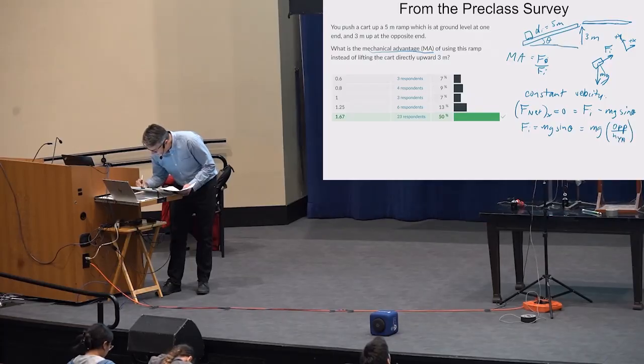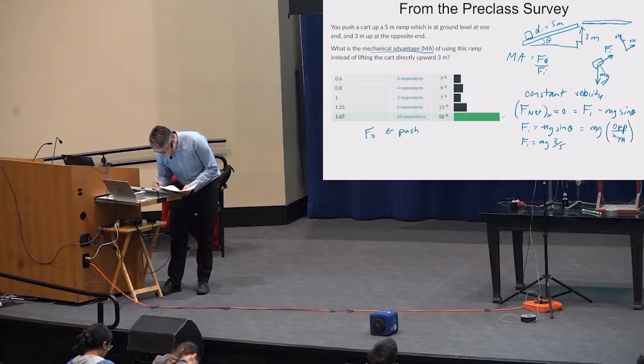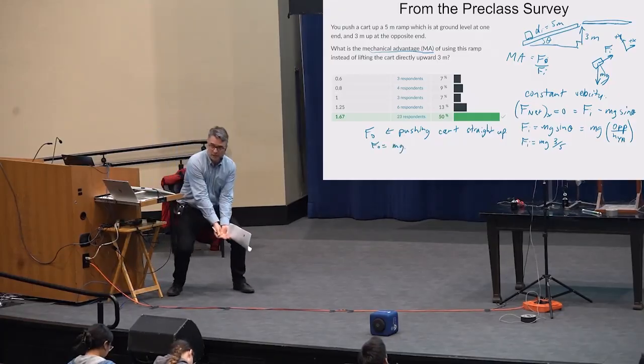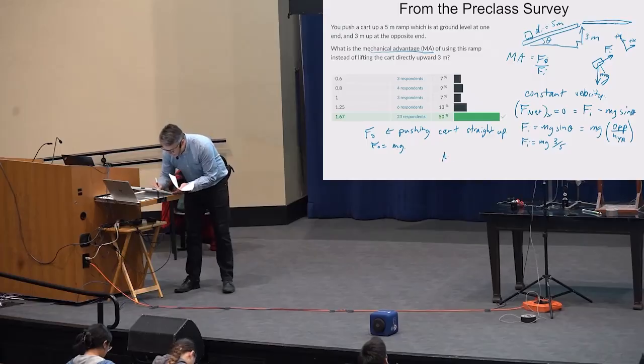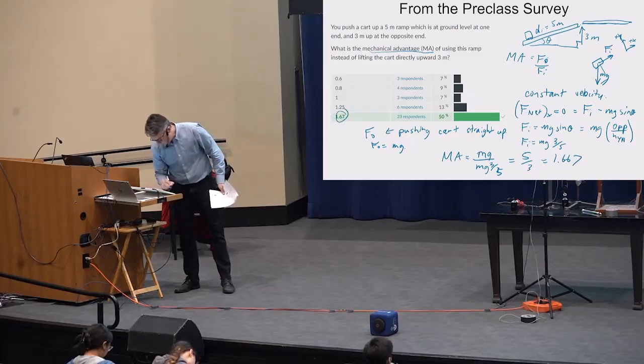But if you think about it, the opposite over the hypotenuse for this triangle is actually 3/5, so Fi is equal to mg times 3/5. And then Fo is pushing the cart straight up. So if you don't use the ramp and you just try to lift the cart into the back of the truck, then Fo is going to be mg, to lift something at a constant velocity. So anyway, the mechanical advantage ends up being mg divided by mg 3/5. And so you end up with 5 over 3, which is about 1.667, which a lot of you figured out.